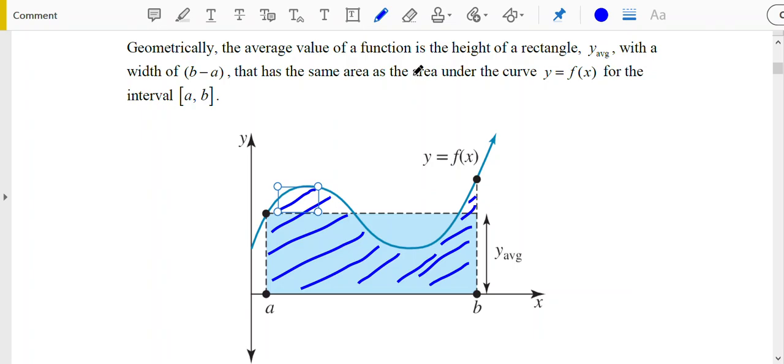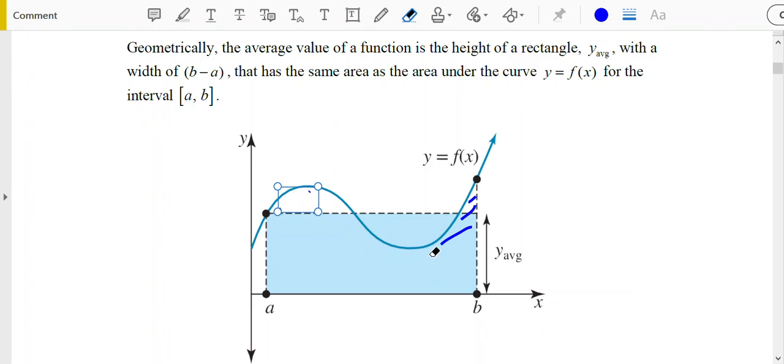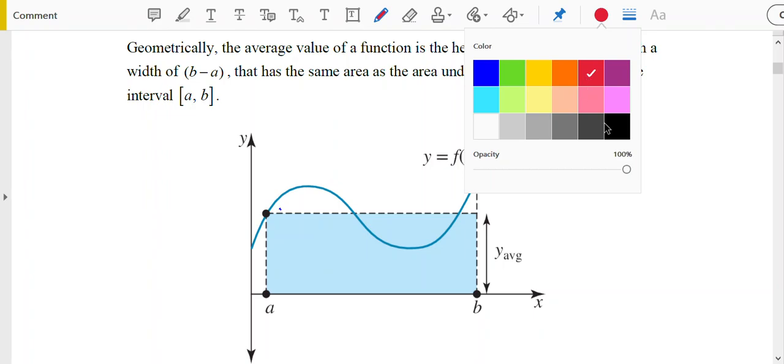And what we're trying to do is find a rectangle that has the same width as the interval, so it goes from a to b, and we're just trying to find the height of that rectangle. What height of that rectangle would give the same area as the area under the curve? So this is the unknown here, the height of the rectangle. And the height of the rectangle is the average value of the function. That's geometrically what this application is doing as well.